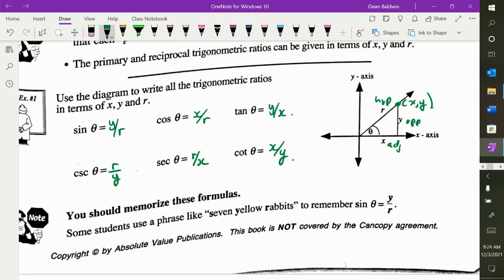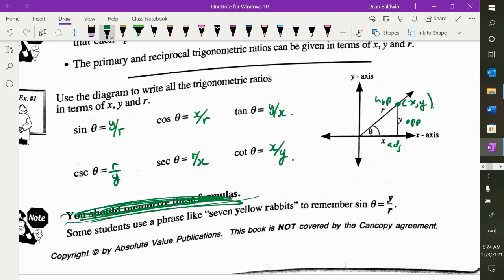They say you should memorize these formulas. No, you shouldn't. Do not memorize them. I mean, look, if you want to memorize them, go ahead, but I don't. I know what I remember: SOHCAHTOA, and then I just figure everything else out.